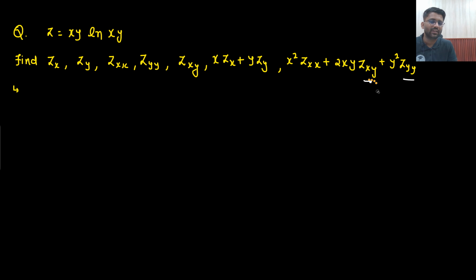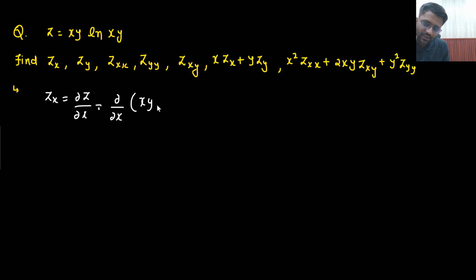Just have some patience. When you are finding zx, what is the meaning of zx? Zx simply means del z by del x, right? That means del by del x of xy ln xy. Y is a constant value. So can I take y constant outside from here as well? No, because it is in the ln, it is in some other function.